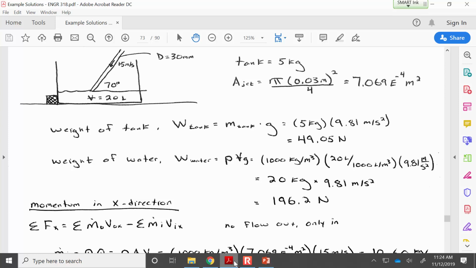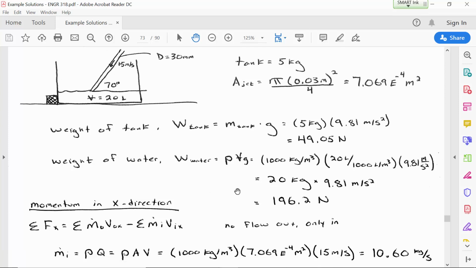Okay, in my case, before I even started doing the momentum calculations, I just calculated some of the preliminary stuff I knew that I'd need, like the area of the jet, the weight of the tank, the weight of the water. So we'll need that later on, so I calculated it from the beginning.